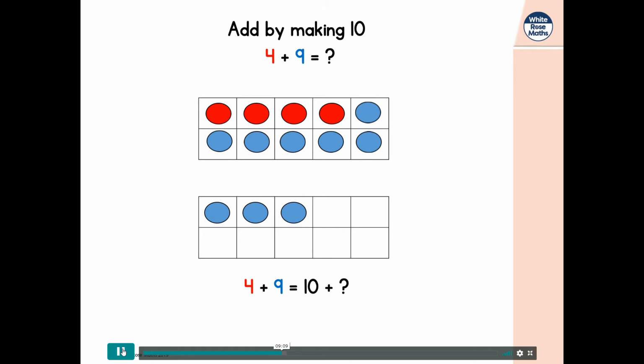And actually, we can think about our number bond. 4 plus 6 equals 10. So can you see what I see? 4 plus 9 is the same as 10 plus 3. Exactly. And 10 plus 3 is 13. So we know that 4 plus 9 is the same as 13. Great job.